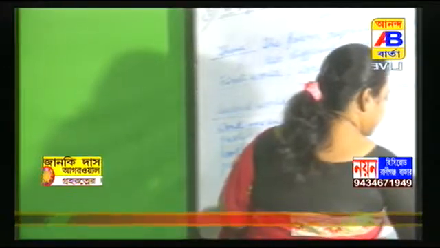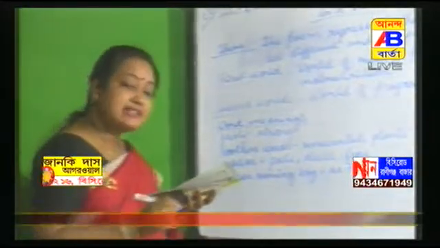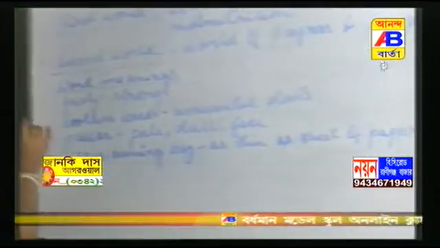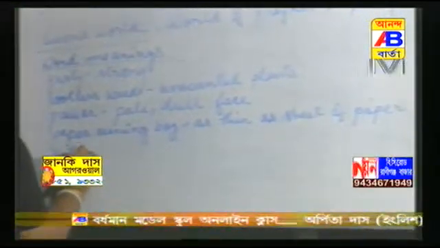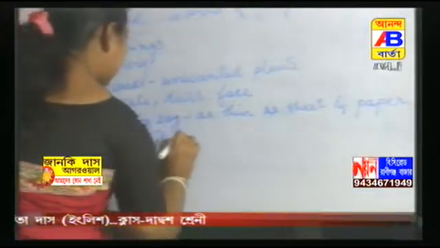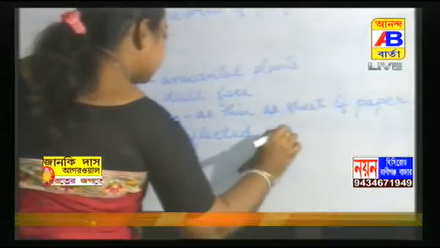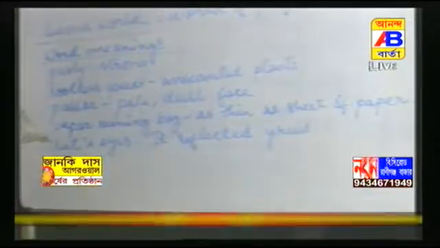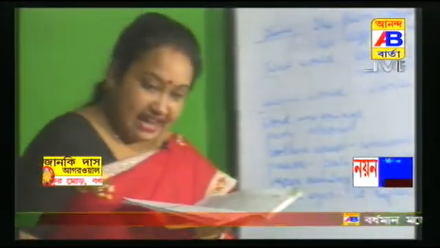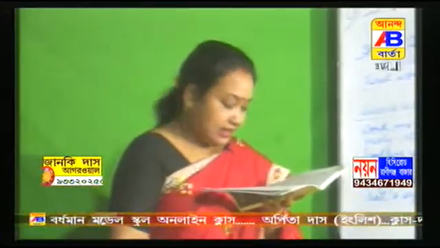So the poet described the boy. The boy was very thin, as thin as a sheet of paper. And rat's eyes reflected greed. So the eyes of that boy resemble those of a rat, and it reflected greed, and he wanted to achieve everything at a time.